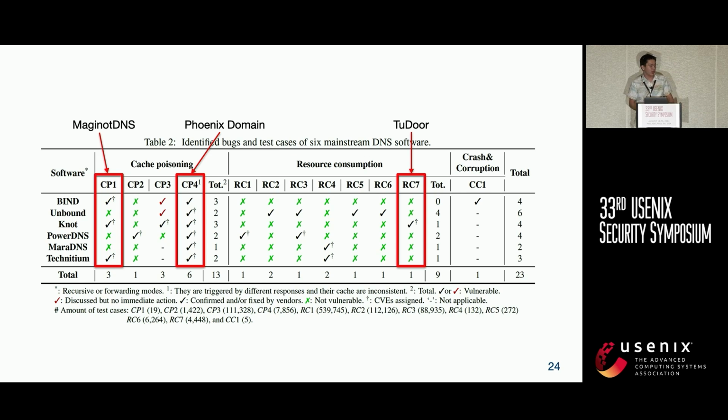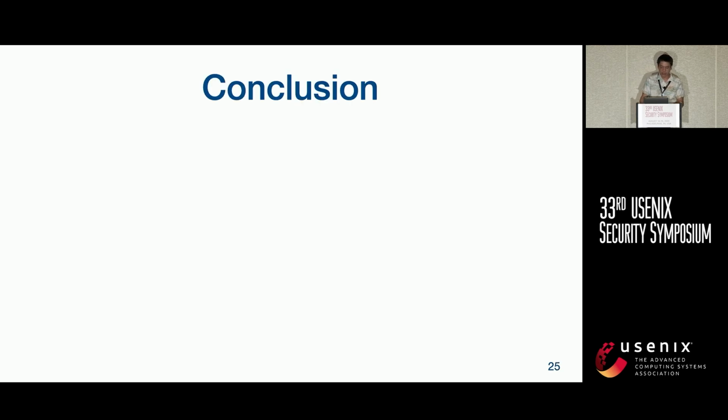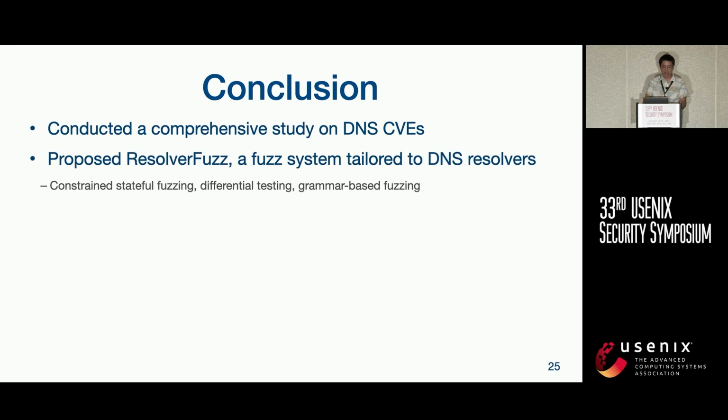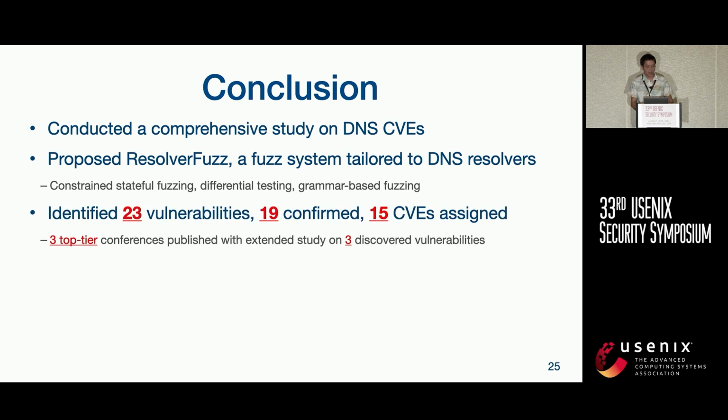In particular, we have 3 other top-tier conference papers published that analyze the vulnerabilities in detail in other venues: Maginot DNS, Phoenix Domain, and Tudor attack. In conclusion, we first conduct a comprehensive study on DNS CVEs. Then we propose ResolverFuzz, a fuzzing system tailored to DNS resolvers with constrained stateful fuzzing, differential testing, and grammar-based fuzzing. We identified 23 vulnerabilities in total, with 19 confirmed and 15 CVEs assigned. It is worth mentioning that we have 3 top-tier conference papers with detailed analysis on the discovered vulnerabilities. And of course, our work has limitations.